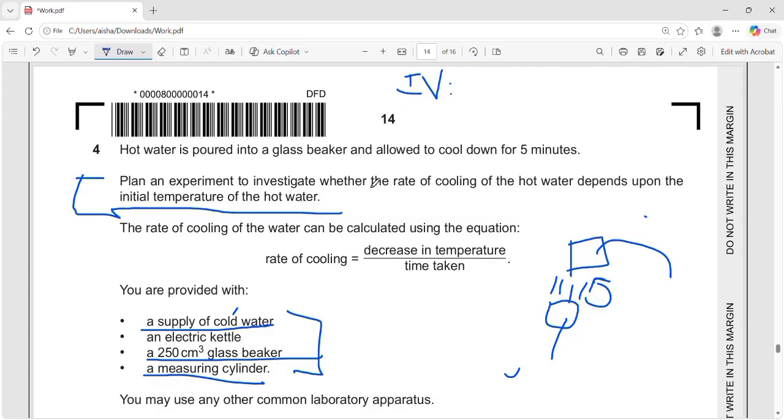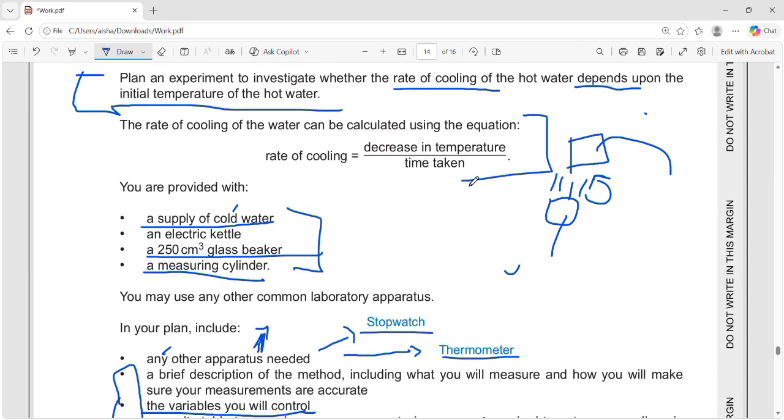So in this same case, plan an experiment to investigate whether the rate of cooling of the hot water depends upon the initial temperature of the hot water. Depends upon, meaning the rate of cooling is influenced by the initial temperature of the hot water, meaning the independent variable is the initial temperature of hot water, and the dependent variable is the rate of cooling, because the rate of cooling is getting influenced and the dependent variable gets influenced. Dependent means it's dependent on something. Independent means it's independent of something else. So yeah, the rate of cooling, as I said, they have given you the formula as well, but in many papers they actually don't, so you should know the formula as well.